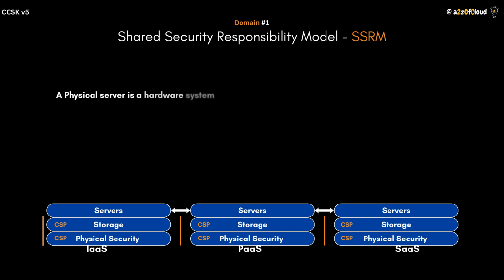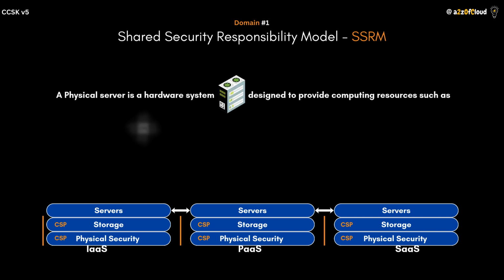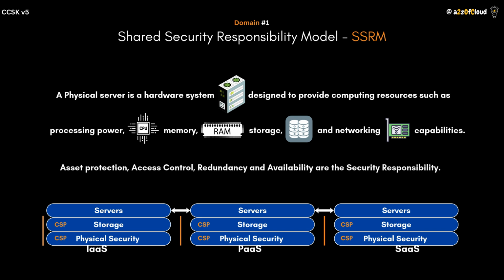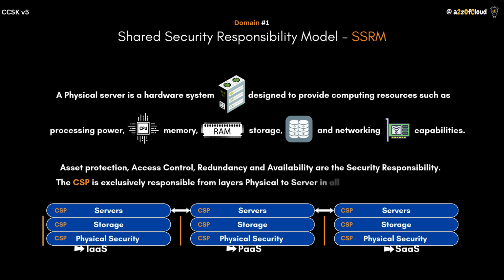Servers. A physical server is a hardware system designed to provide computing resources such as processing power, memory, storage, and networking capabilities. Asset protection, access control, redundancy, and availability of servers are the security responsibility in this layer. The CSP is exclusively responsible from layer physical security to server in all the cloud service models.